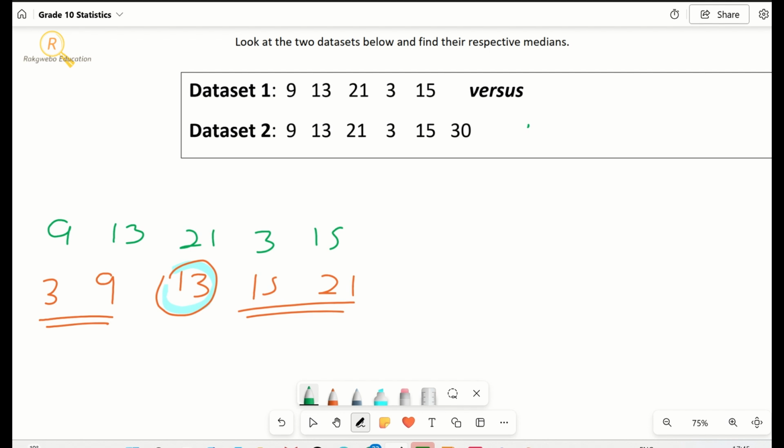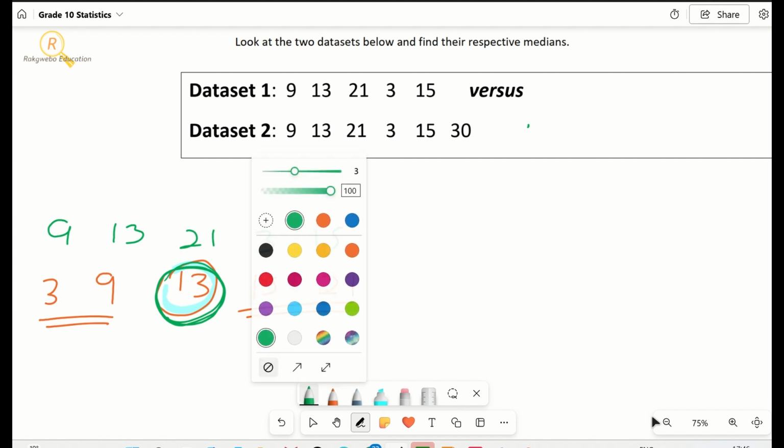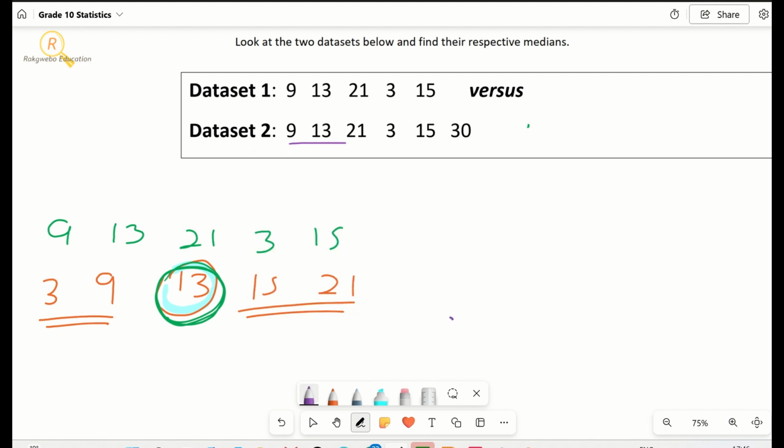So whenever the number of values, or the number of data points, is an odd number, 1, 3, 5, 7, 9, 11, 13, 15, 17, and so on, you always have one median. The median value will be just one single number. Let's compare this with this second data set: 9, 13, 21, 3, 15, 30.